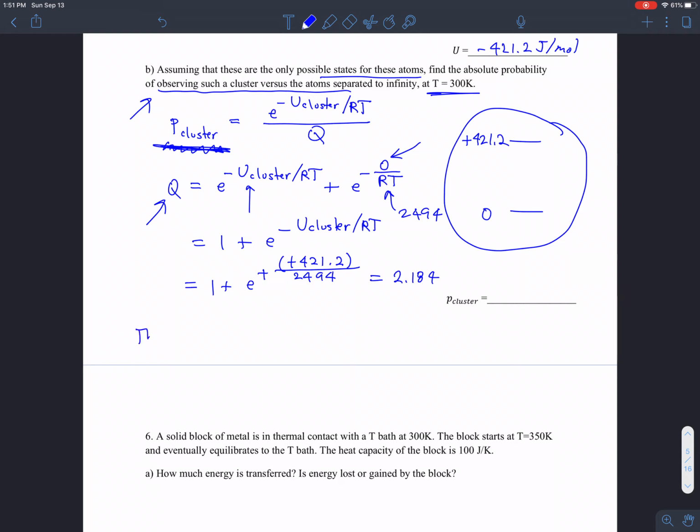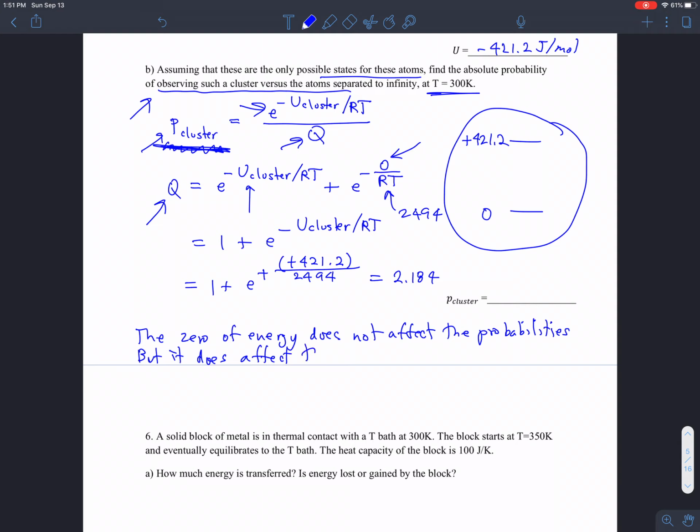That is that the 0 of energy does not affect the probabilities. If you work out some examples, you'll see that that's true. Basically, you get the zero of energy dividing out on top and bottom when you take the probability. There's a zero of energy factor here, there's another one here, and they divide out, so it doesn't make any difference where the zero of energy is. But it does affect the value of Q.